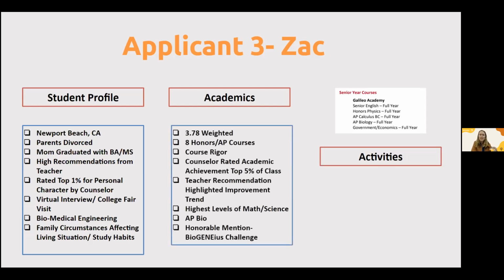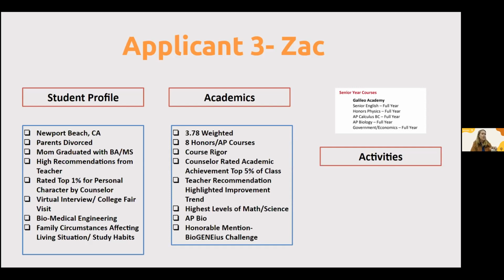All right, so their academics. So this student, they have a 3.78 weighted GPA. They took 8 honors or AP courses over their 4 years of high school. Their counselor rated them the top 5% of academics compared to 10 or 1%.